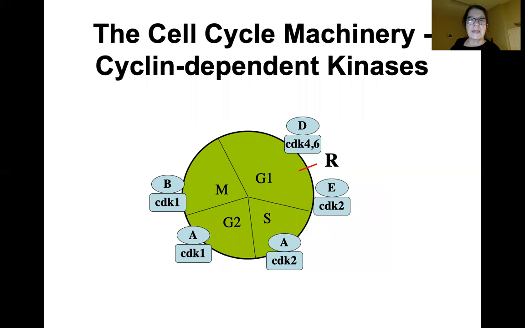So, cyclins are really what makes the second protein, the CDK, the kinase, active. Without the cyclin, the CDK is not active. And the two must be together in a complex to be able to be active, to function.